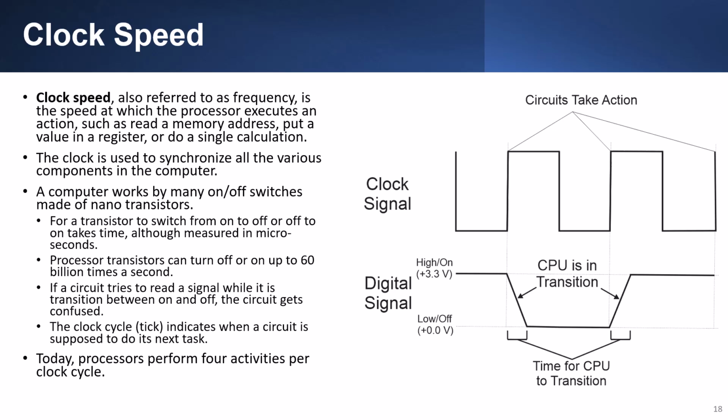A computer works by many on-off switches made of nanotransistors. For a transistor to switch from on to off or off to on takes time, although the time is measured in microseconds. Processor transistors can turn between off and on billions of times a second. If a circuit tries to read a signal while it is in transition between on and off, the circuit gets confused. The clock cycle, or tick, indicates when a circuit is supposed to do its next action, so that it does not read a circuit that is in transition from on to off or off to on.